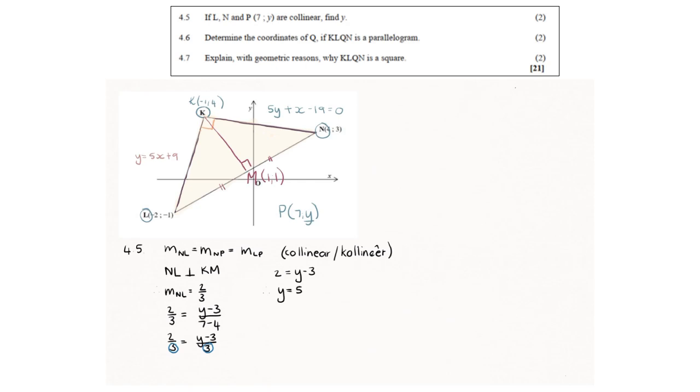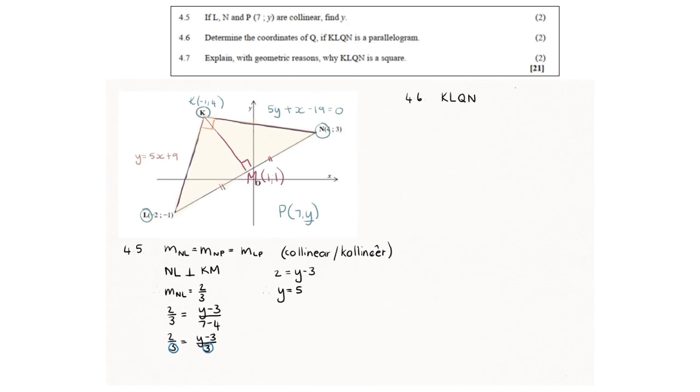This question counted 2 marks. You get 1 mark for the definition of collinear and 1 mark for the substitution of the point 7, y into the gradient formula. In the next question, we have to determine the coordinates of Q if KLQN is a parallelogram.